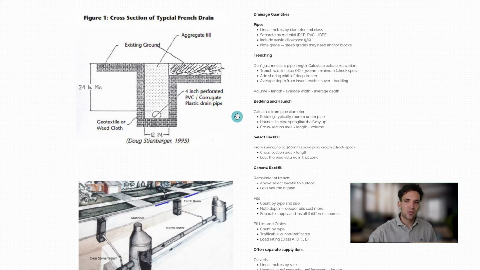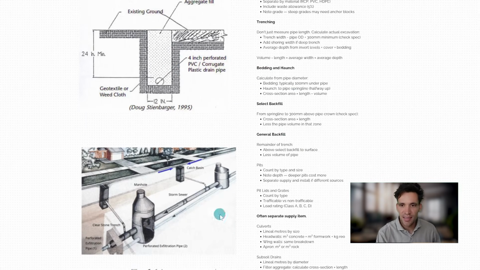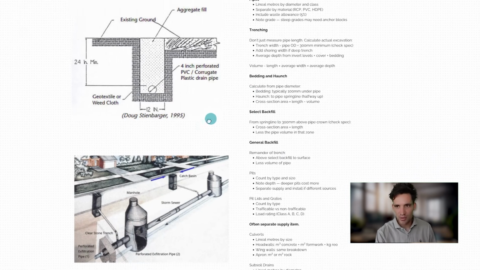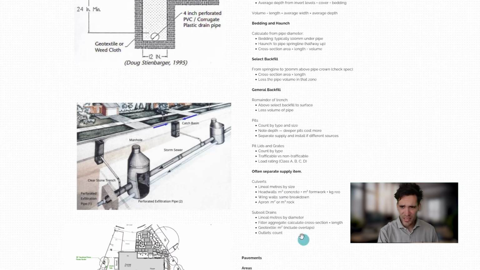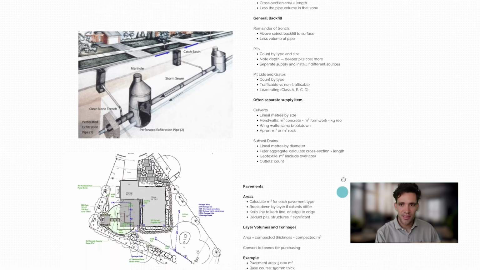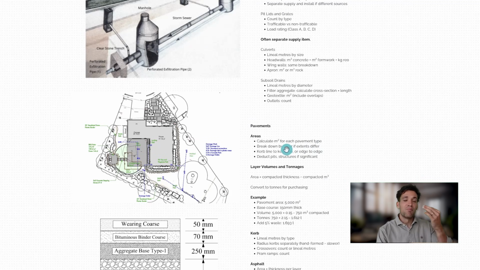Plus, you'd also have to factor in any pipe laying and stuff like that. Again, you also want to count the number of pits because pits are often messy and complicated and much slower than general excavation and material placement. The other things you want to measure are things like culverts, subsoil drains, pavement areas.